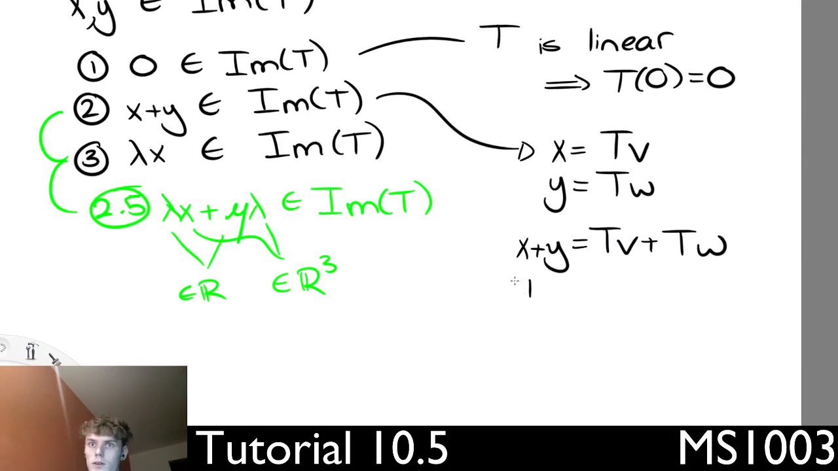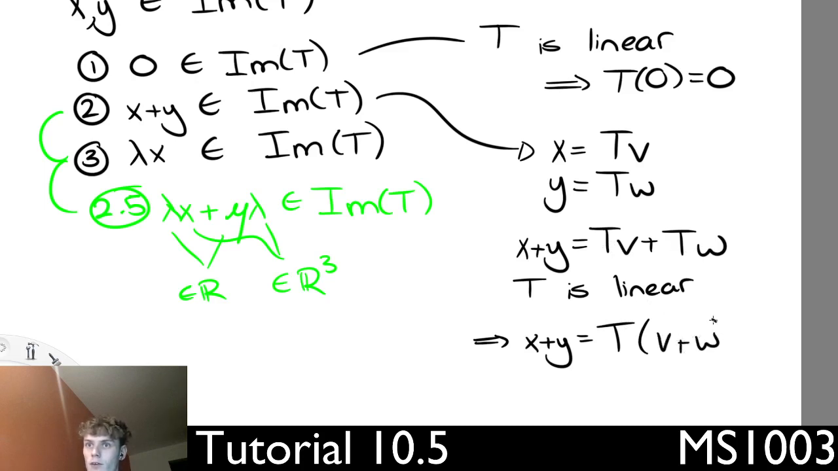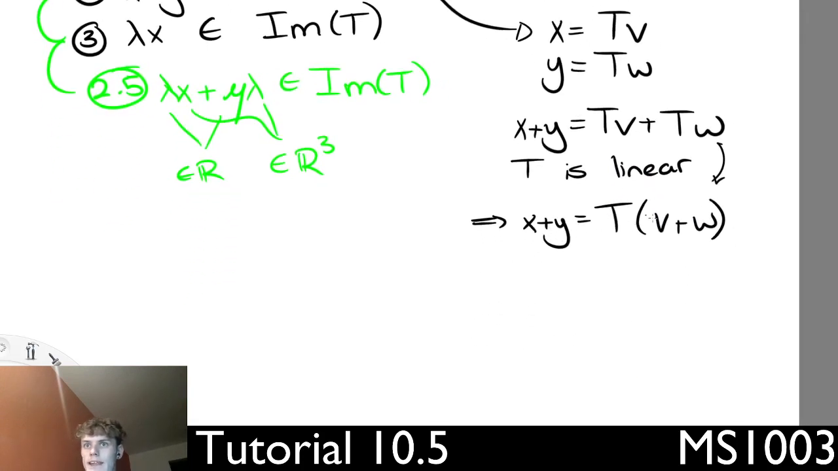And now, t is linear. Therefore, in this equation, on the right-hand side, instead of applying t to v and t to w separately, I can apply t to v plus w. This only works if t is linear. Being able to go from here to here is a property of linear maps. So x plus y is t of v plus w. Well then I'm done. T maps the vector v plus w to x plus y. So x plus y has to be in the image of t. Fine.